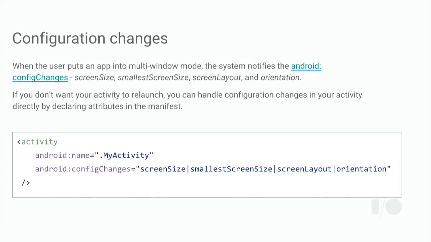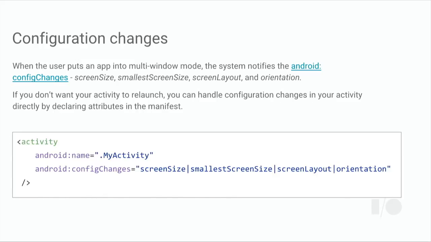It's also important to note that the configuration change I'm referring to here only applies to the activity on screen and not the overall device configuration. So the device can be in landscape mode while your activity in multi-window mode can be in portrait mode. Also, as you do today, you can continue to undo configuration changes to avoid relaunches.